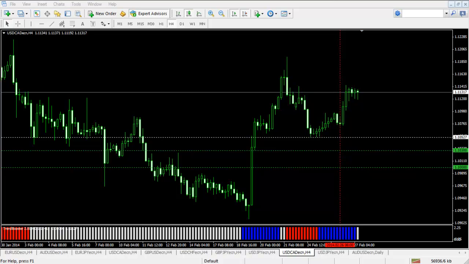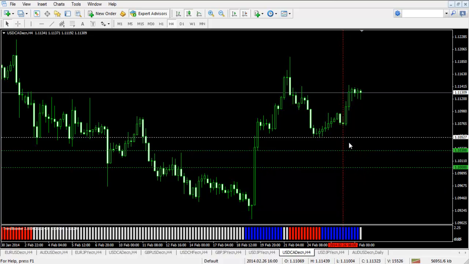Let's start today on the USD Canadian dollar 4-hour chart. Now as you can see on the screen, by now the writing is pretty much on the wall. Any hopes that we had of entering the market with a sell trade have completely come to an end.